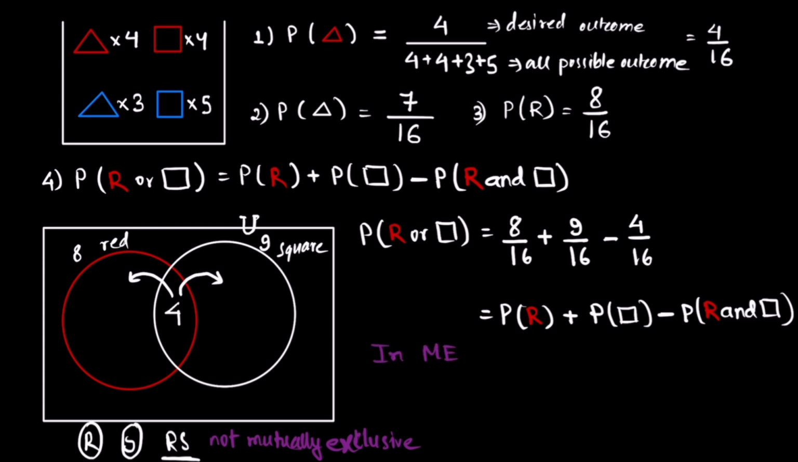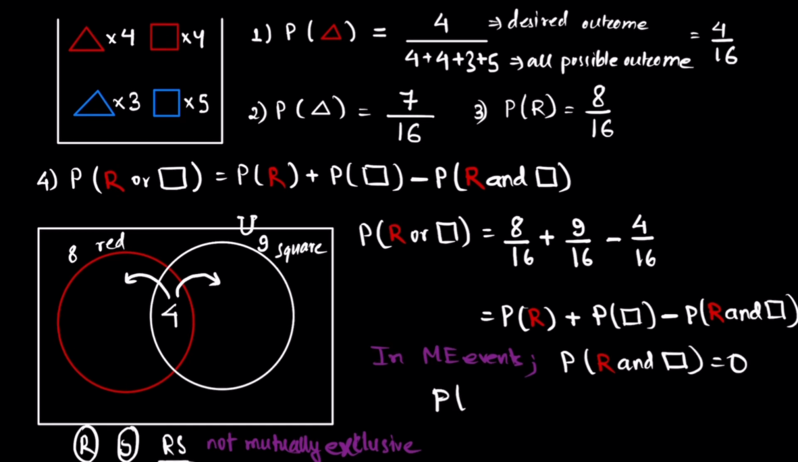In mutually exclusive events, that is events where two can't occur together, the probability of getting red and a square would be 0. So the probability of getting red or a square would simply be equal to the probability of getting red plus the probability of getting a square.